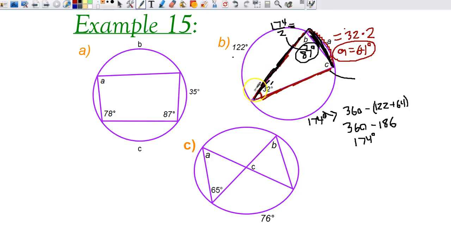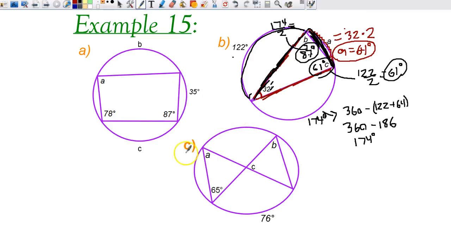I think it'd be a little bit less work to just take this 122, since that opens up opposite of angle C, and just simply dividing that by 2. It's going to get you 61. So B is 87, C is 61, A is 64. You can check these 3 angles. They should add to 180.